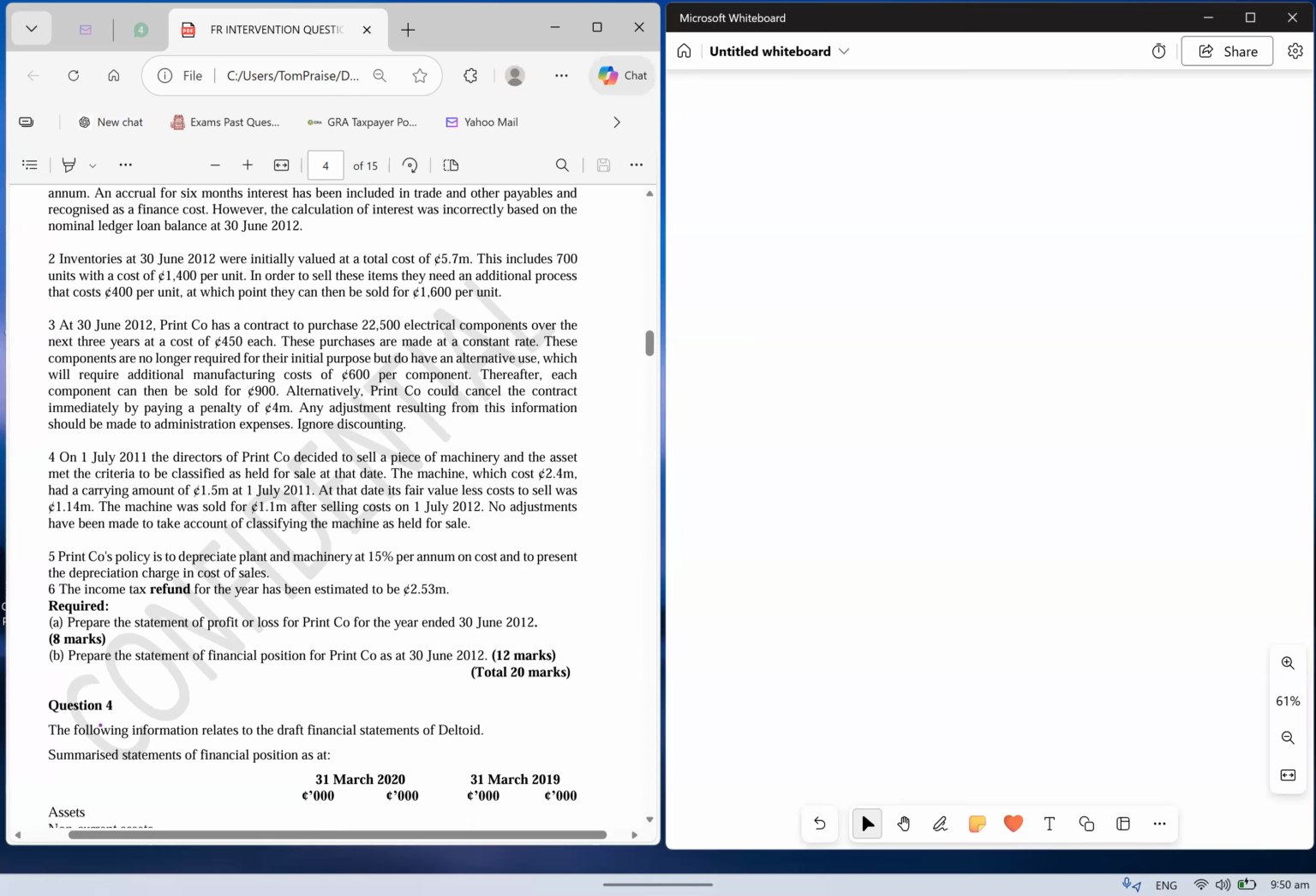What standard is this one? It's even there. Classified held for sale. It's NCA held for sale. IFRS 5. I hope you have done that one too. What is the measurement criteria? What's the measurement criteria for IFRS 5?